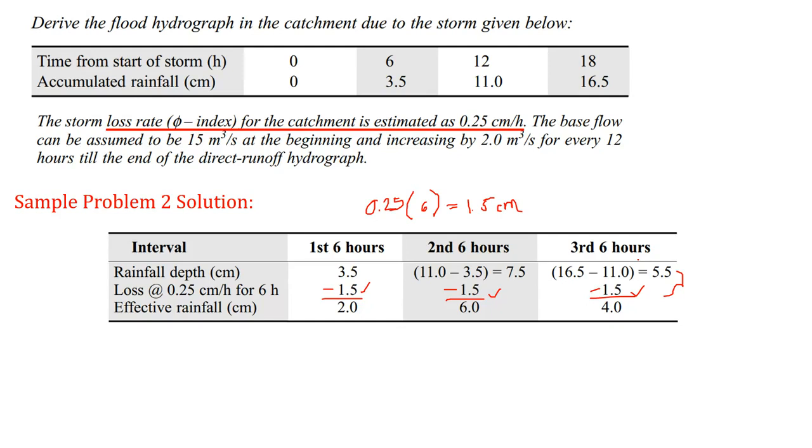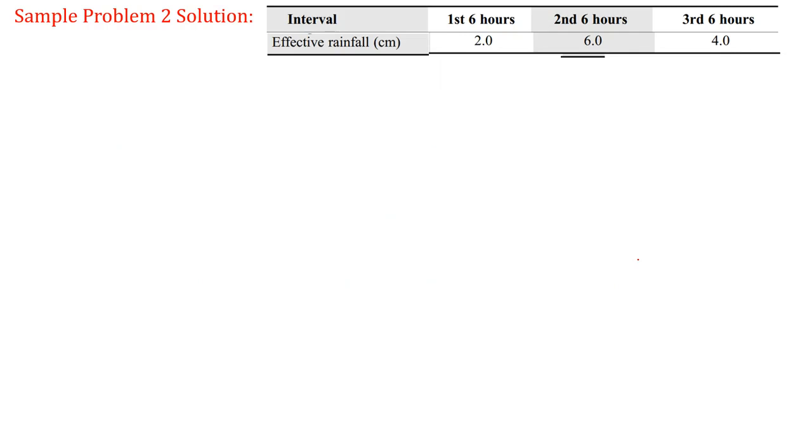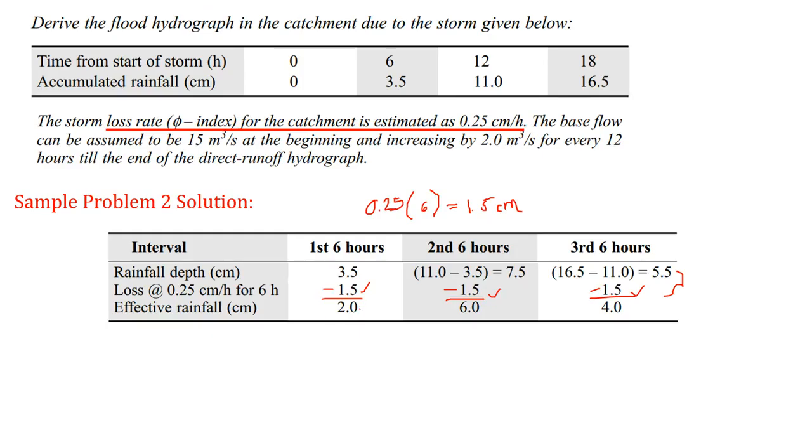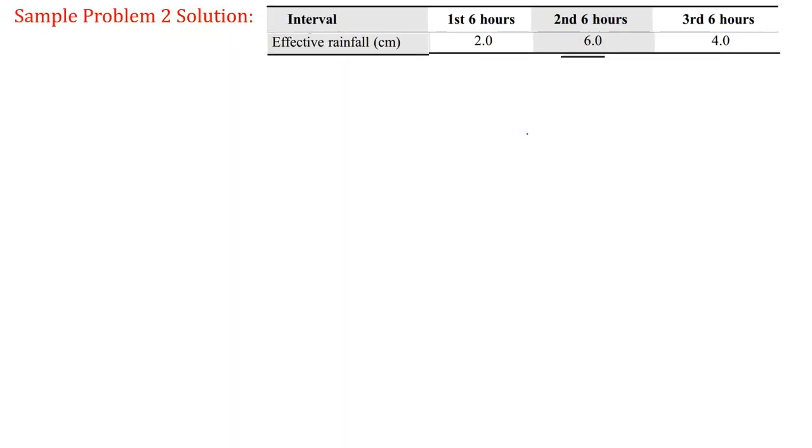Okay, so any questions so far? Doon sa table na yan muna. Okay, so I'm assuming na wala. So ilista lang natin yung mga values na effective rainfall. So we have 2, 6, and 4. Tandaan na natin yan. 2, 6, and 4.